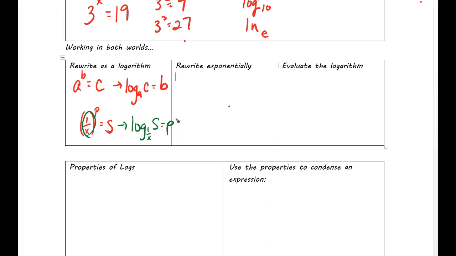Rewriting exponentially is the same thing backwards, so I don't even want to rewrite the rule. You just go backwards. If you're given log base 2 of r equals y, it just means work backwards. The base on the log is the base of the exponent, and then these two switch places. So your exponent is now y, and your r moves across the equal. That's a refresher on how to rearrange, and then we'll start solving problems.